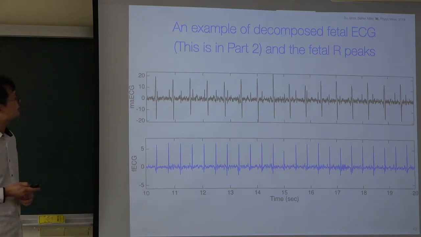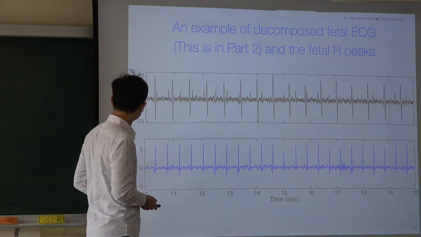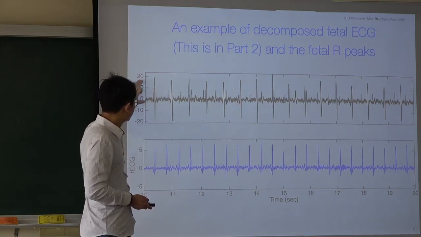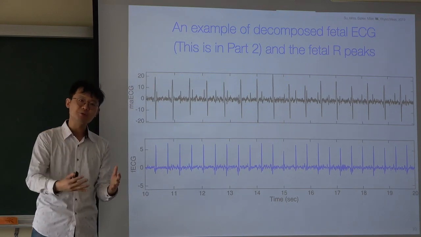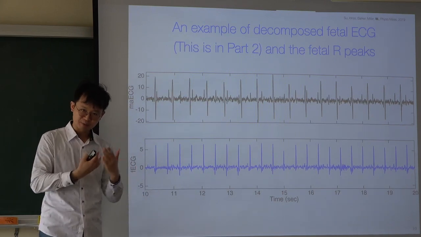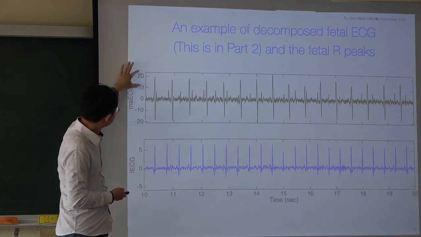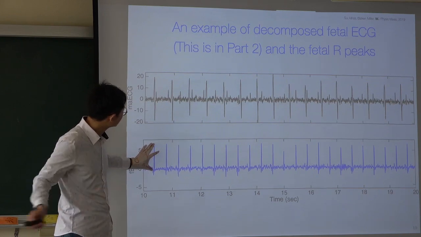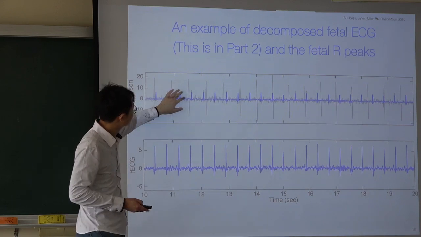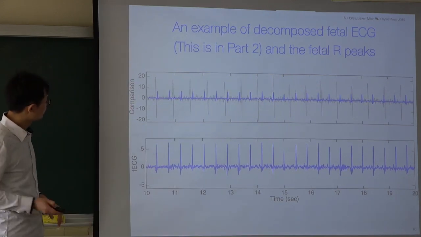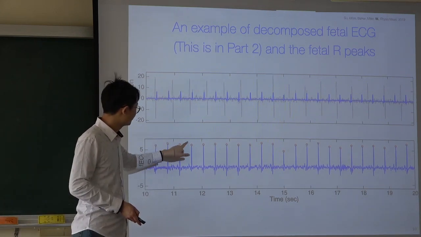So this is an example of decomposition and obtaining fetal R peaks. So this is the transabdominal maternal ECG. Suppose you apply the algorithm I mentioned, but I haven't given you details about decomposition that we will discuss in part 2. That will be the fetal ECG you obtain. And you see, this magnitude is 20, this is 5. And now I can superimpose this signal over the transabdominal maternal ECG. So it seems to fit reasonably well. And then you can run the dynamic programming to detect the fetal R peaks.